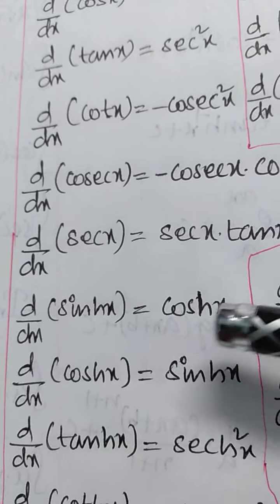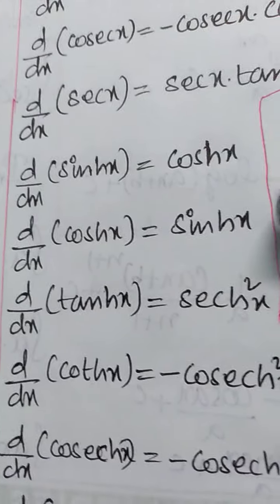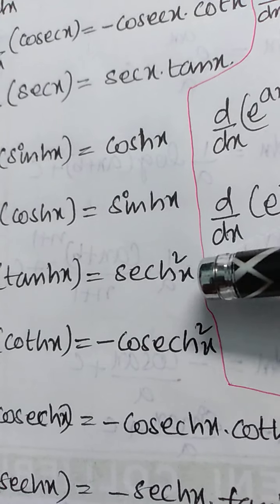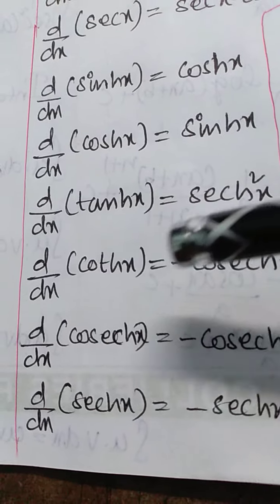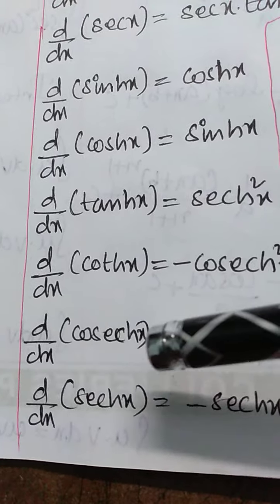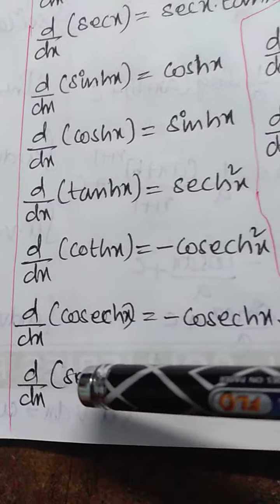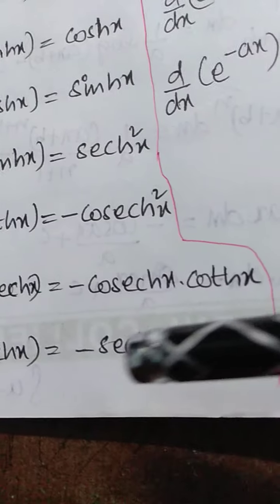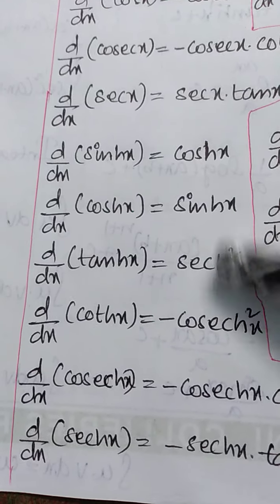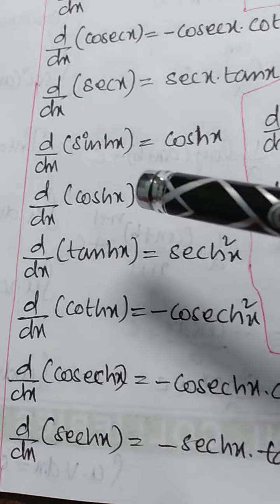derivative of sinh x is equal to cosh x, derivative of cosh x is equal to sinh x, derivative of tanh x is equal to sech square x, derivative of coth x is equal to minus cosech square x, derivative of cosech x is equal to minus cosech x into coth x, derivative of sech x is equal to minus sech x into tanh x. These are all hyperbolic functions, hyperbolic trigonometry functions.